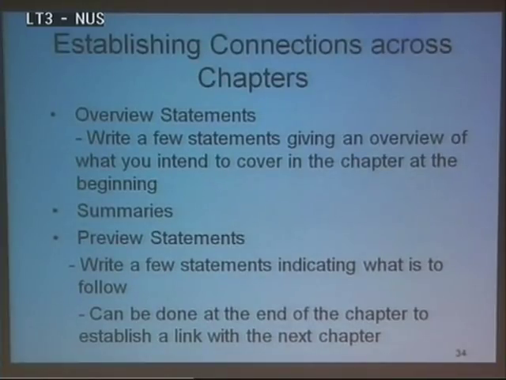Another way is to summarize, especially if your chapters are very, very long. Remember, your examiner, your main reader, should not get lost when he or she is reading your thesis. So, intermittent summaries of what you have covered, the salient points, can be very, very useful for the reader to recapitulate what you have written earlier.